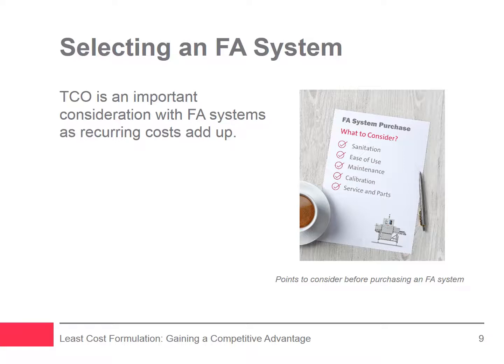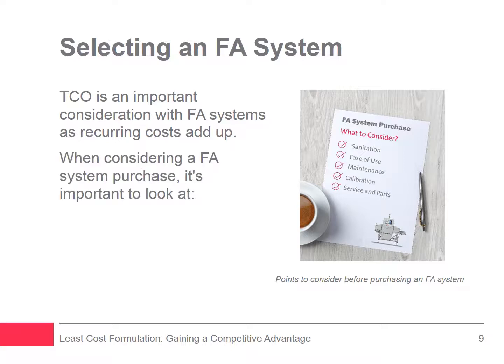Long-term total cost of ownership, TCO, is an important consideration with FA systems as recurring costs related to maintenance, sanitation, and calibration can rapidly add up. When considering an FA system purchase, it's important to look at: 1. Sanitation. Is it easy to break down and reassemble for sanitation? How long does that process take, and how many people are required? Is the system designed to be robust against the harsh sanitation protocols typical in meat processing?